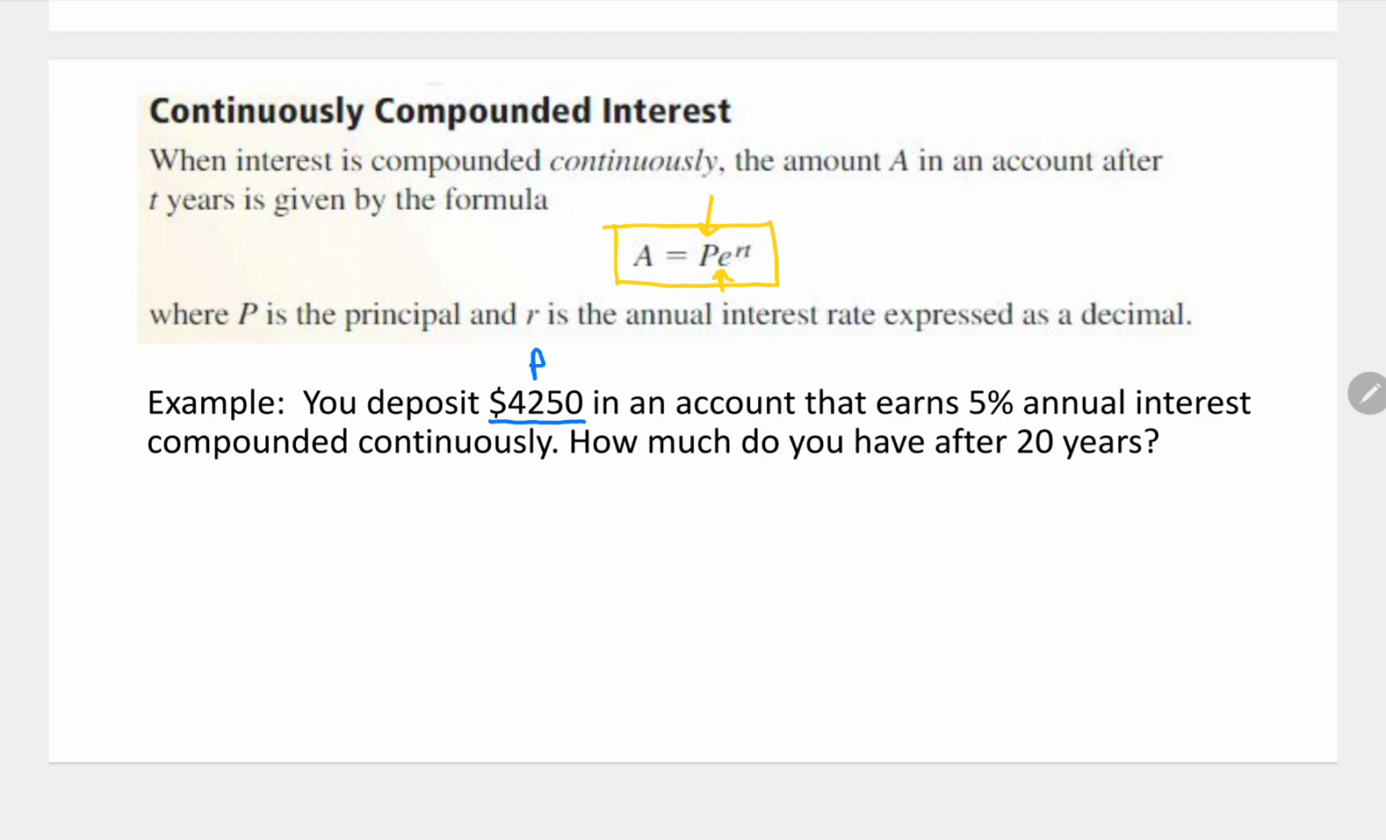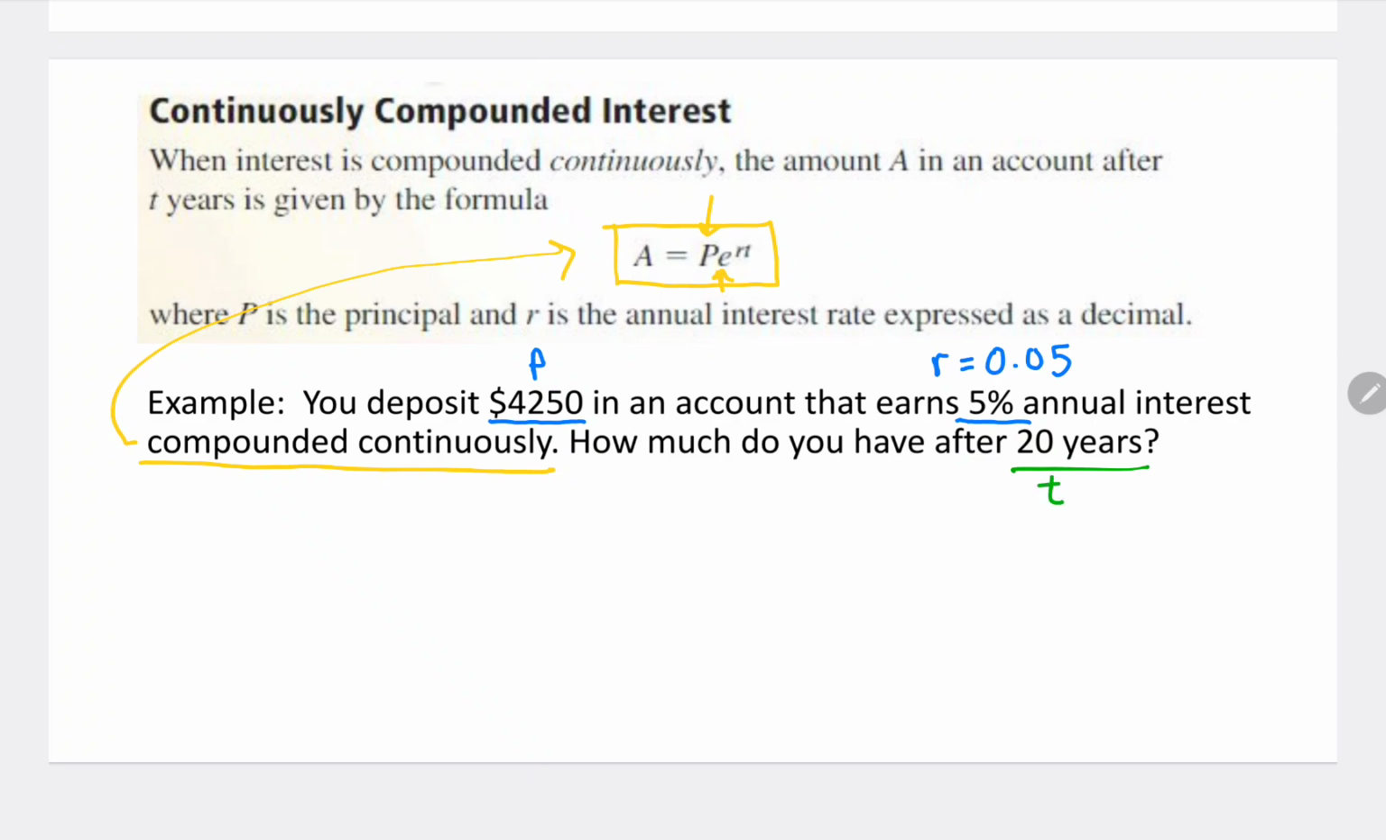So when I'm reading this, you deposit $4,250. That's your P. That's what you're starting out with. That's what you're investing in an account that earns 5% annual interest. So 5% is your rate, but we write the rate as a decimal. 5% as a decimal is 0.05. It tells us that the interest is compounding continuously. That just means that we're going to be using this formula right here. And how much do we have after 20 years?